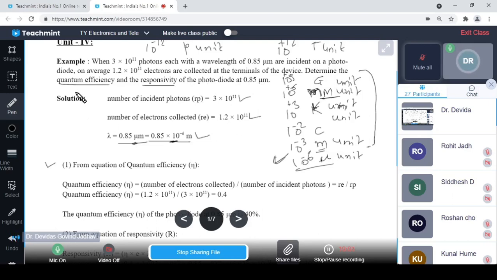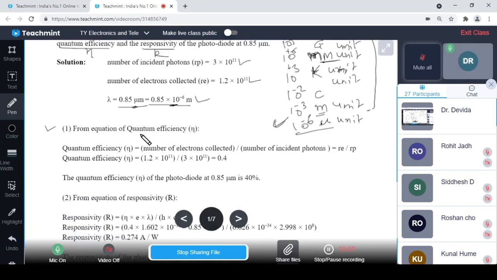First is quantum efficiency, eta. Second is responsivity, capital R. So first is quantum efficiency, eta. Quantum efficiency eta is equal to the number of electrons collected divided by the number of incident photons, Re upon Rp. Re is given as 1.2 into 10 raised to 11, and Rp is given as 3 into 10 raised to 11.